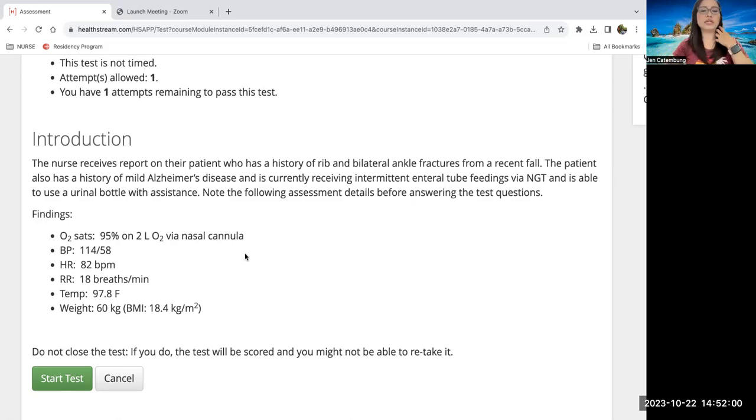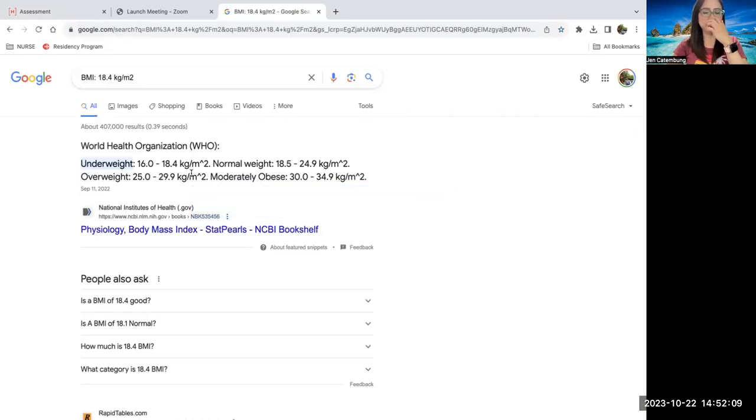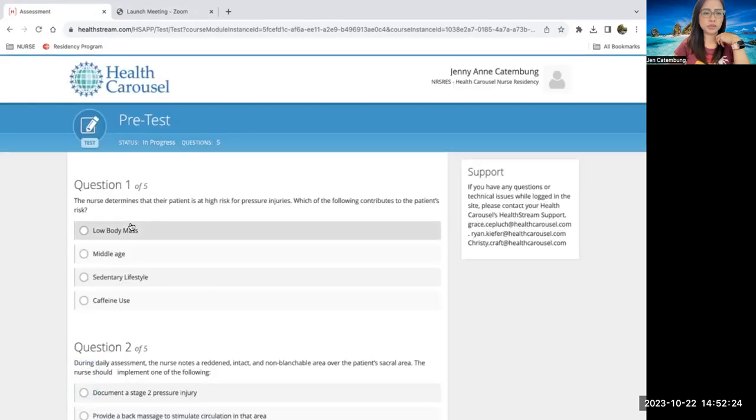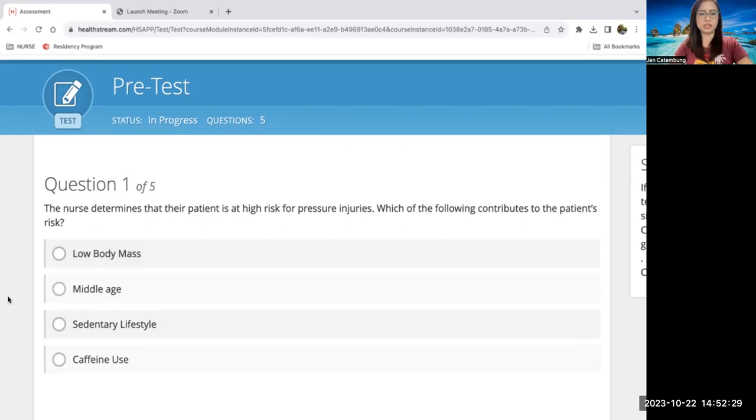Okay, BMI is okay? Let's check. Underweight. He is underweight because the normal BMI starts at 18.5. So the patient is underweight. The nurse determines that their patient is at high risk for pressure injuries.